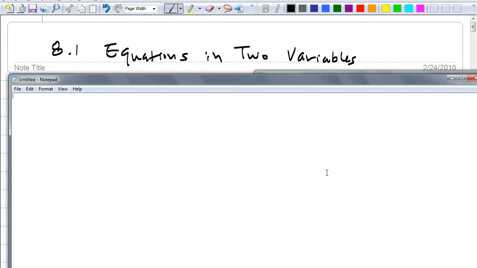Okay, today we're going to learn equations in two variables. Remember during first semester I said, don't use two variables until we get to second semester. Now, this is a chapter where we get to use two variables, okay?